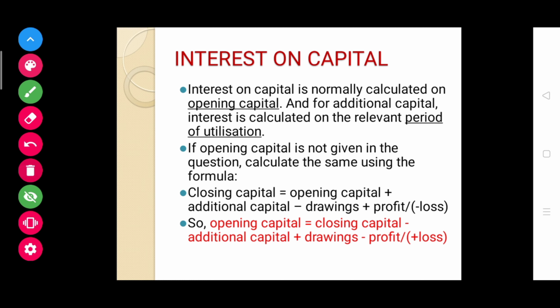The second thing that you need to keep in mind is that interest on capital is not necessarily calculated for a whole 1 year. Interest on capital is to be provided for the time period for which it has been invested in the business. So the second important point is related to the time period for which the capital has remained invested in the business. So these two things you have to keep in mind. Let's understand it better with the help of some examples.